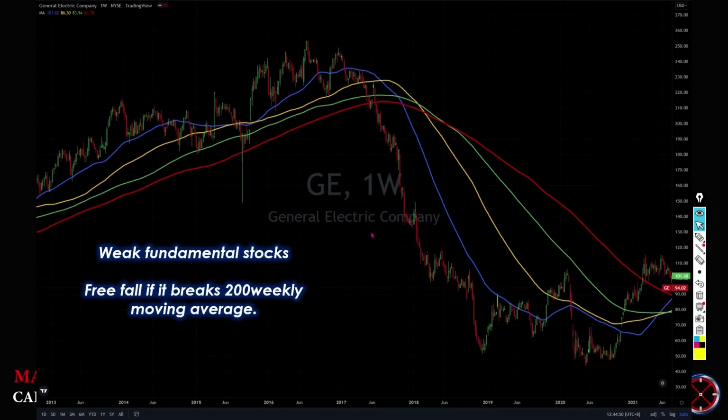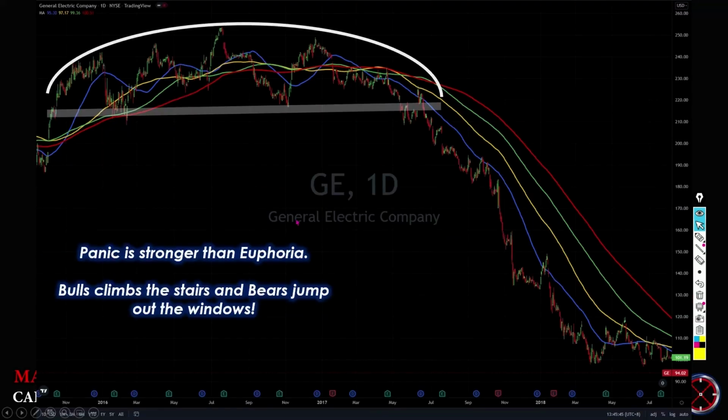Well, what happens if we look at weak fundamental stocks? Very often, weak fundamental stocks, when they break below the 200 moving average, like in this case, there's a free fall. General Electric is one such weak fundamental stock. The revenues have been falling, and it has been losing money on the net income and even cash flow. Combined with the pattern, it has a rounding top. It breaks the neckline at the same time, then it actually falls down.